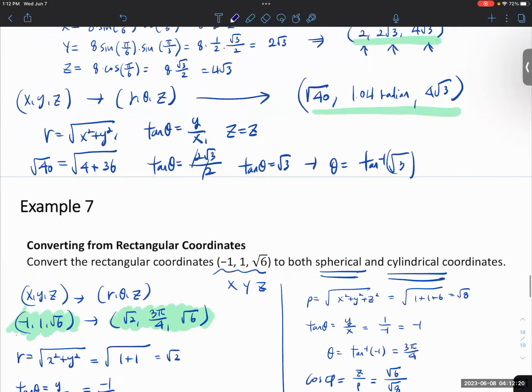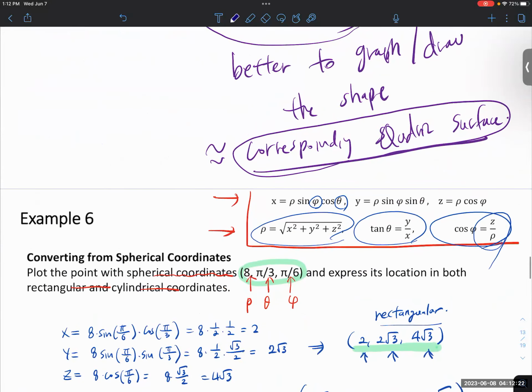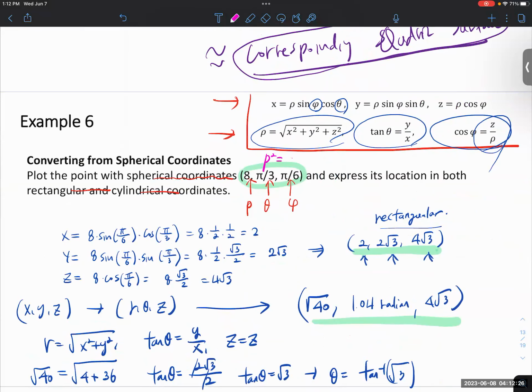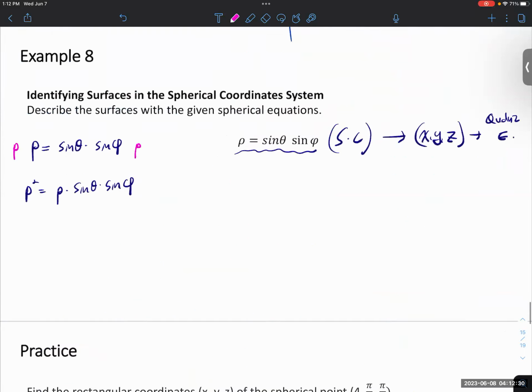If you go up, rho squared is the same as x squared plus y squared plus z squared. So I can say this is equal to x squared plus y squared plus z squared, because I want to convert it to x, y, z. And what else do we know? We also know, go up, sine phi.